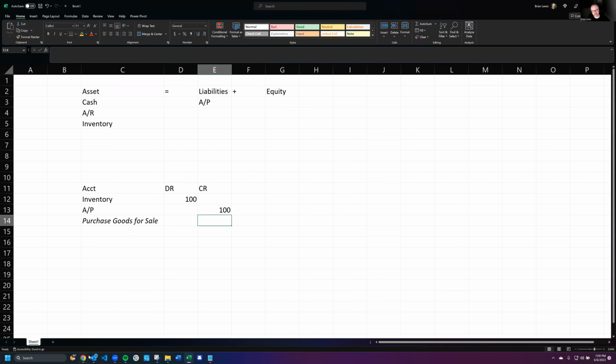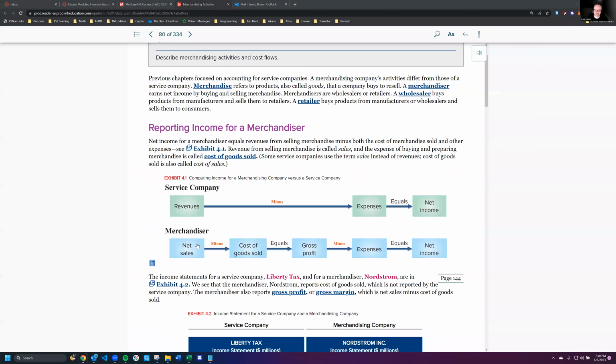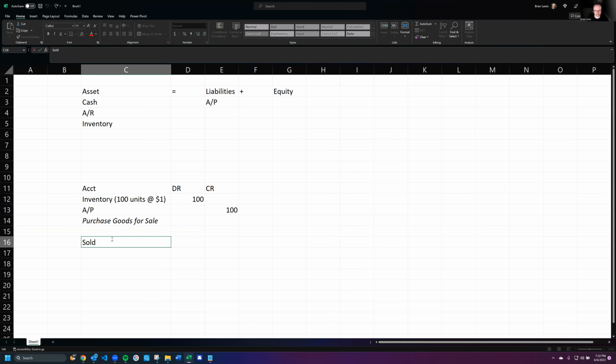So that's where we get this first component of the merchandiser, right? They have to buy something. And then they sell it. Okay. So let's go back here, inventory. Let's say we've got 100 units at $1. Okay. So let's say they sold 10 units for $3. Okay.